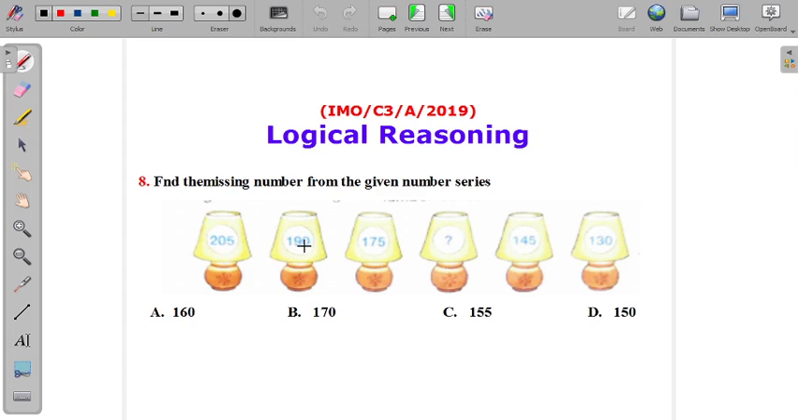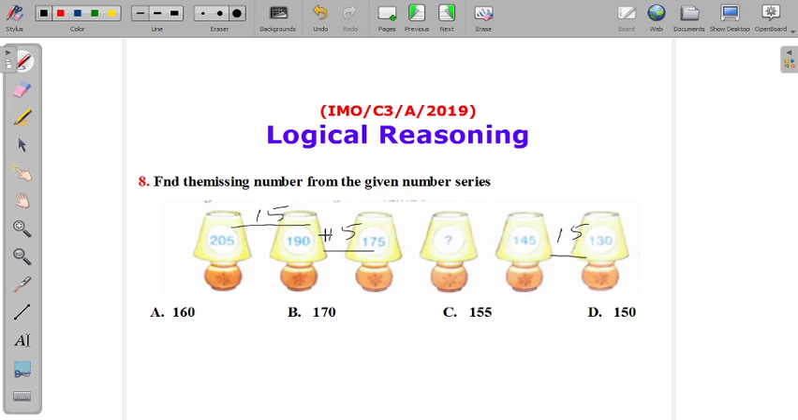You see 205 to 190. What is the difference here? If I go from left to right, I can find that this is 15 less. Here also the relationship is 15 less. Here also the relationship is 15 less. That means the number series is given in such a way that the next values are 15 less than the previous value.